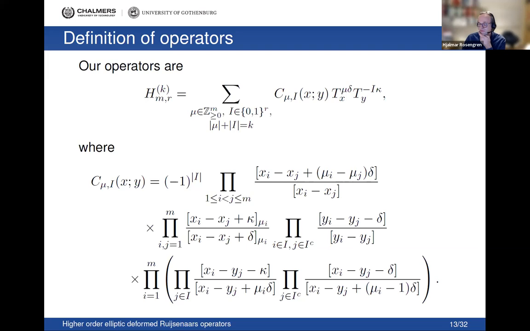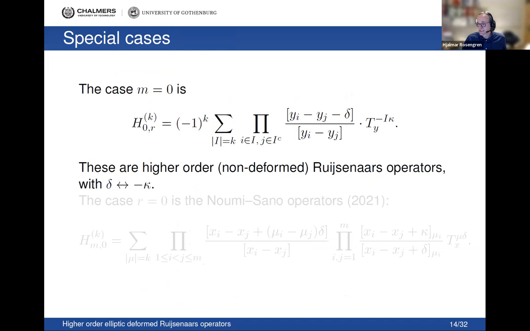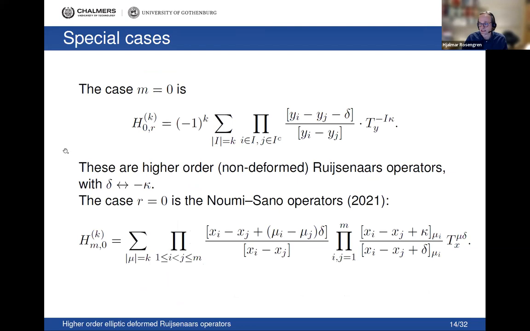Some special cases. If m is zero, if you just have the second type of particle, then you recover, of course, the Rosengren operators, except that the way I set this up, you have to interchange delta and minus kappa. So before I showed you this with k equal to one; this is the general higher order Rosengren operators. And in the other case, when r is zero, when you have only the first type of particles, then these operators are in a paper by Noumi and Sano, and they have this form. The year here is actually misleading. It's quite an old paper, but they just submitted it recently for publication.